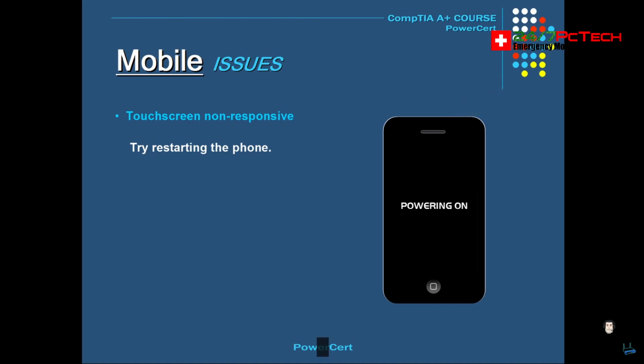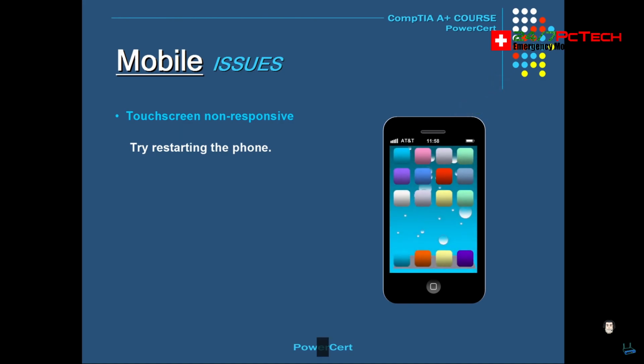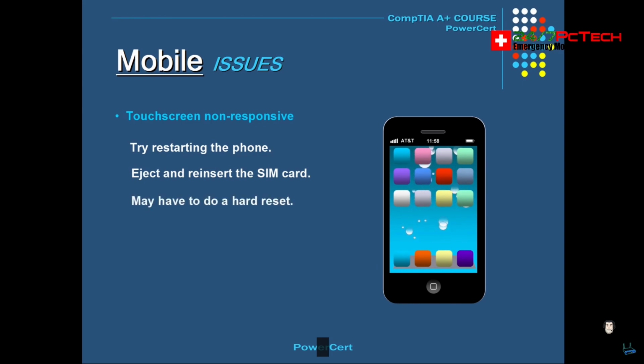Or if you power it back on and you still have the issue, you can try to eject the SIM card and then put it back in. Or if that doesn't work, then you may have to do a hard reset on your cell phone. You can refer to the manufacturer's documents for specifics on how to do a hard reset for your specific device.